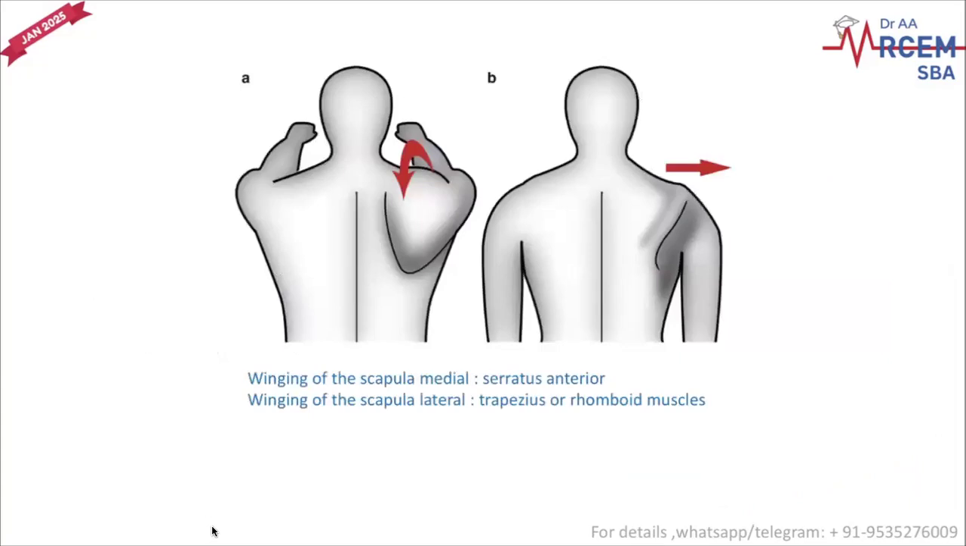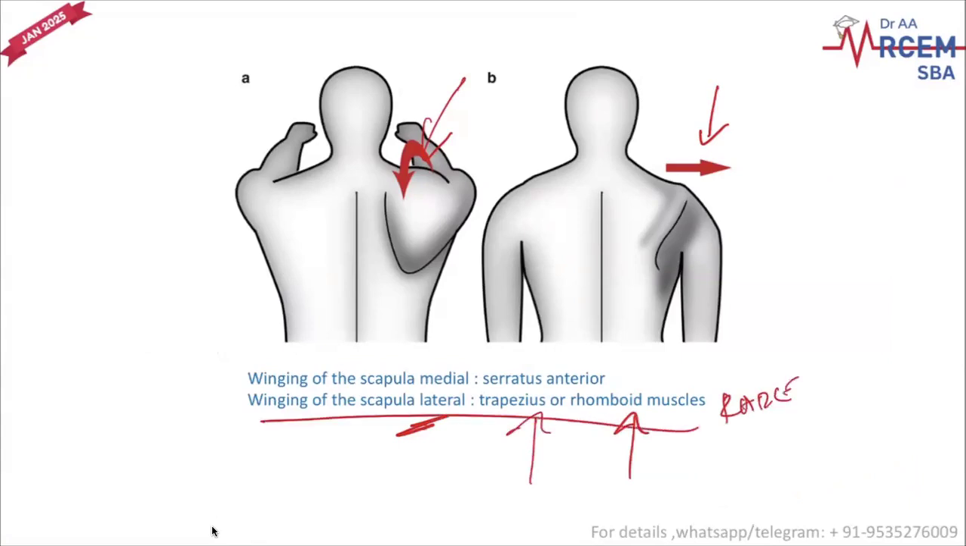There are two types of winging of the scapula, to be more precise. One is known as medial winging of the scapula. Another one is known as lateral winging of the scapula. Mainly the muscles which are involved are different. Whenever it is lateral, then the trapezius and rhomboid muscles are involved. But it is a rare thing to happen. So that's why they have not asked any questions till now on lateral winging of the scapula.